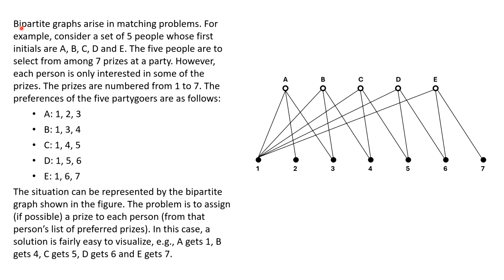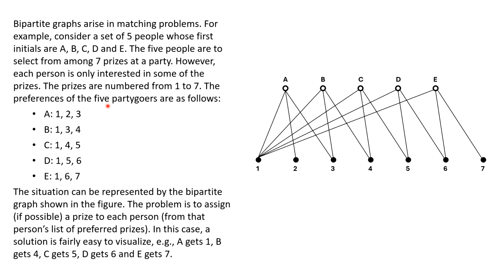Bipartite graphs arise in matching problems. For example, consider a set of 5 people whose first initials are A, B, C, D, and E. So I have them here at the top of the graph. The 5 people are to select from among 7 prizes at a party. As you can imagine, I'm going to number the prizes 1 to 7. However, each person is only interested in some of the prizes.